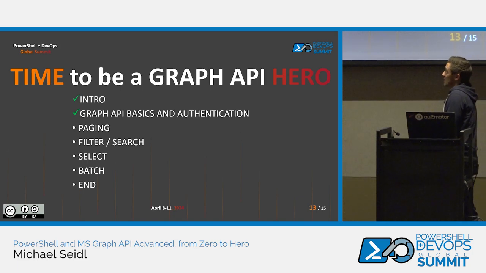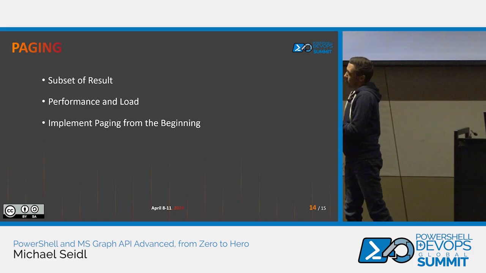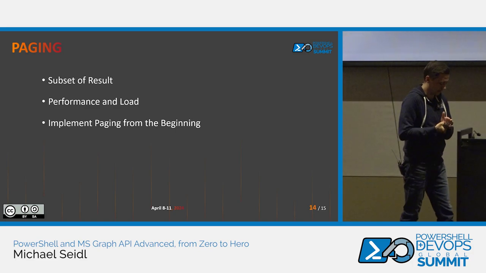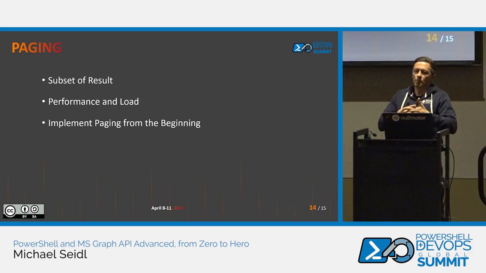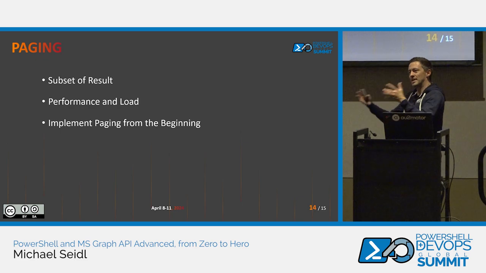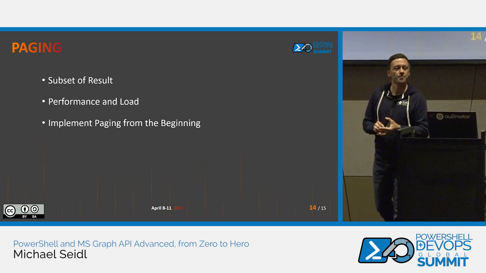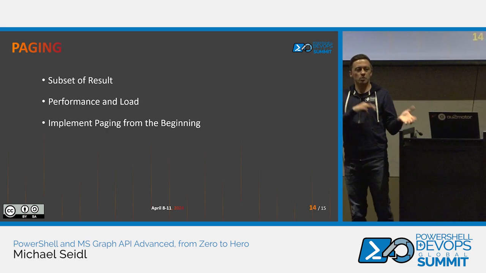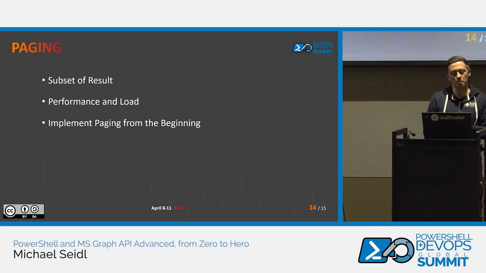That has been the basics of Graph API, and now it gets interesting. Paging is the first thing, the easier or basic one. Is anybody familiar with what paging means in relation to an API? Usually when you call to get anything from an API, and it's not only related to Graph API, most APIs have paging.